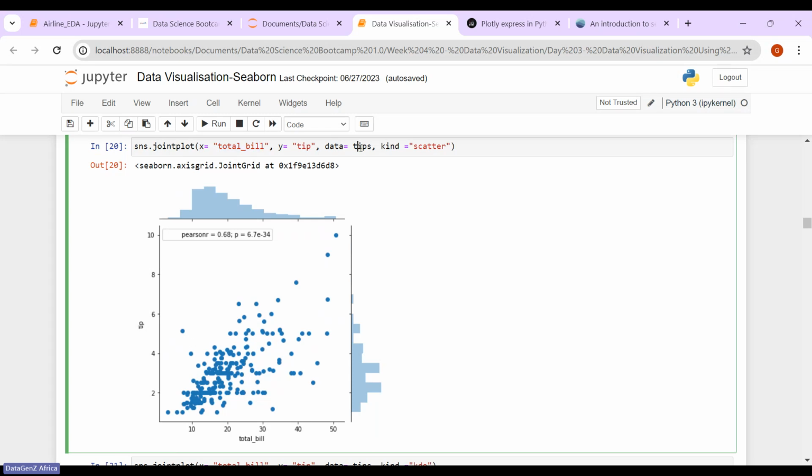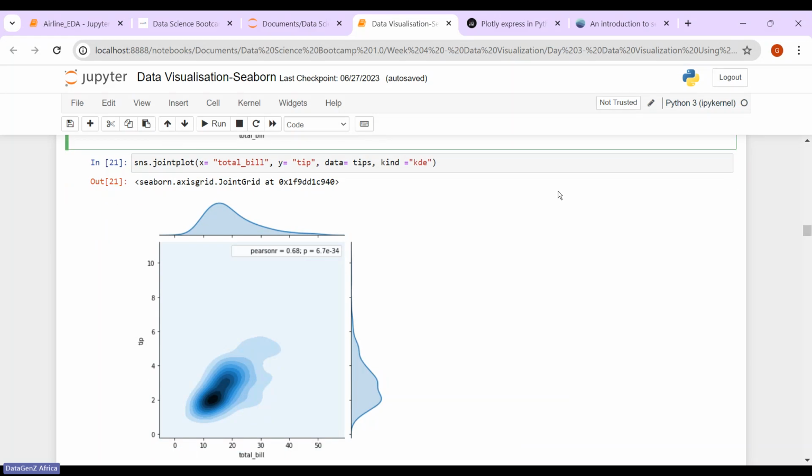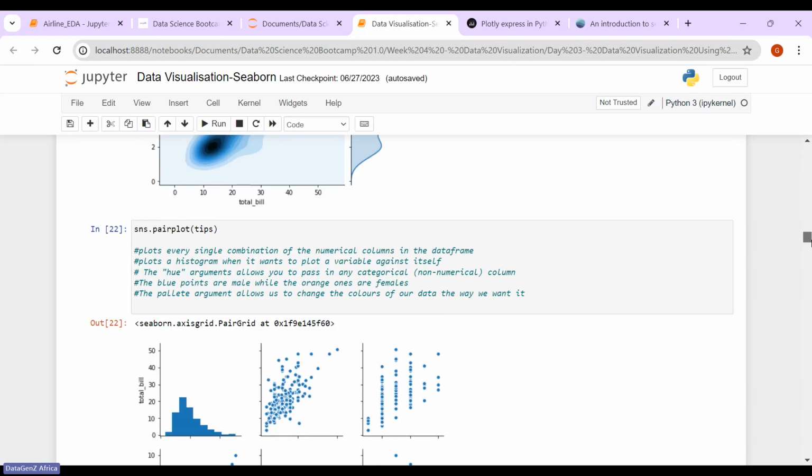What's the name of your data set? Tips. And what kind of plot do you want? Scatter. All right, so that's the way to use the joint plot. We also have the kernel density estimator. It's also a kind of plot, still the same joint plot, but a different way of presenting it.